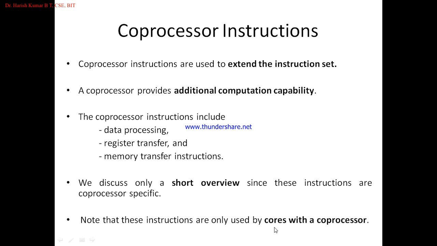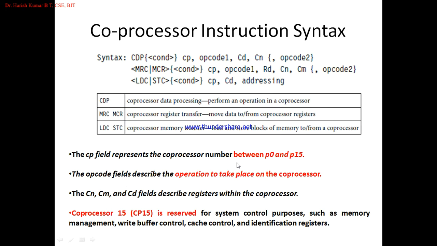And these instructions which we discuss now are used only by the cores with the coprocessor. That means all those instructions can be executed only by the coprocessor. If there are cores without the coprocessor, then these instructions cannot be used. Now these are the coprocessor instruction syntax.